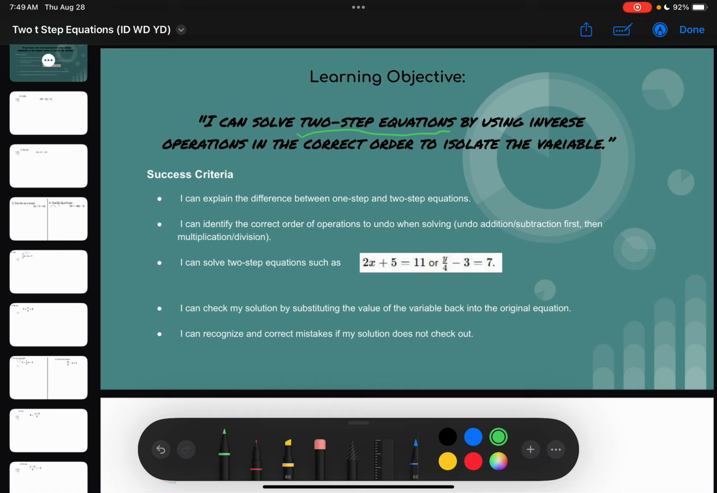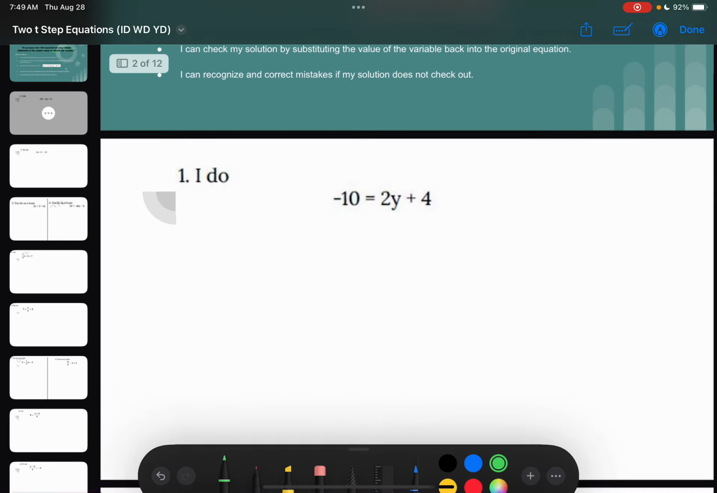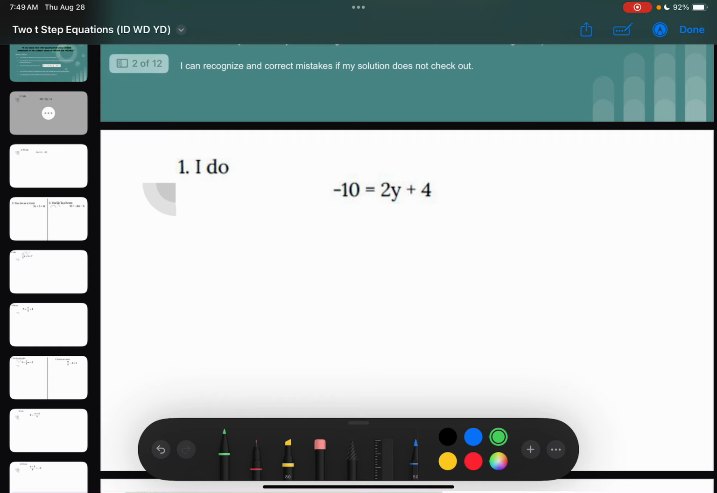So two steps, obviously telling us we're going to do two things to solve. We're still using inverse operations, and we're still looking to isolate the variable. Those are still the pieces we need to do. So in our first box, let's copy that problem down. We get negative 10 equals 2y plus 4.